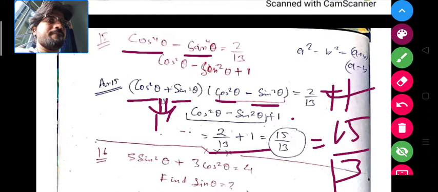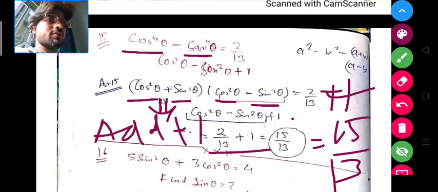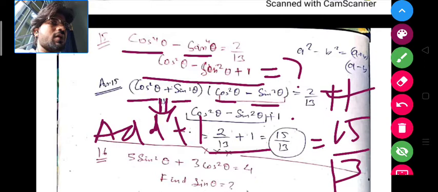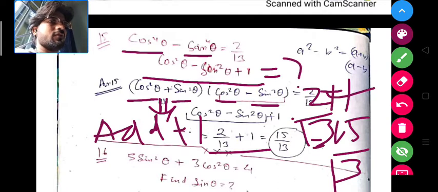Okay, add plus 1 to both the sides and you will get this equation, which you have to find out. Then you have to add this plus 1 on the right hand side also with 2 by 13. So you will solve and you will get 15 by 13 as the answer, simply.